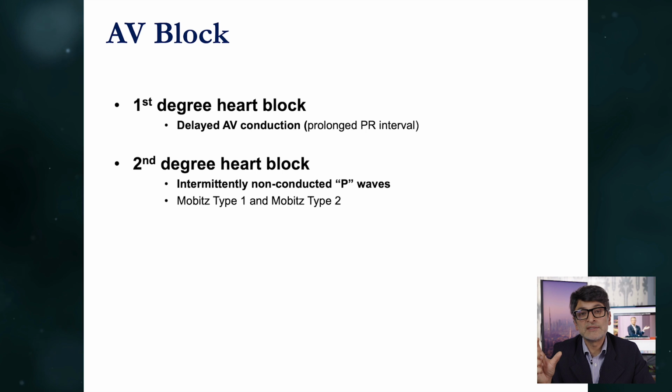And typically this occurs in a pattern which is predictable, typically something like 2 to 1 block. So you have a P wave, a QRS, a P wave, no QRS, a P wave, a QRS, a P wave, no QRS, but it's fixed. But we'll go through some tracing shortly.